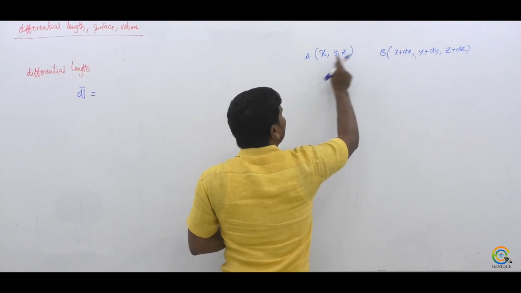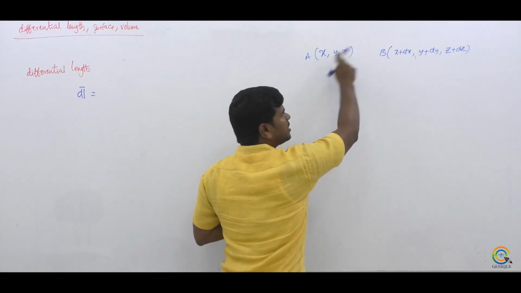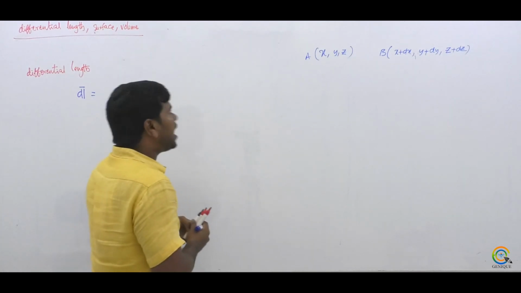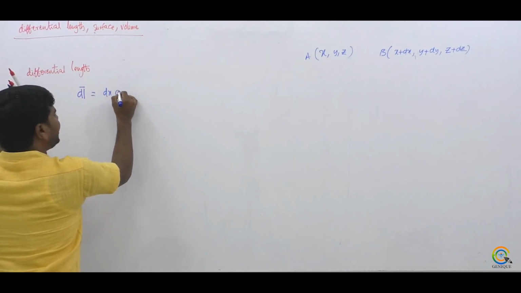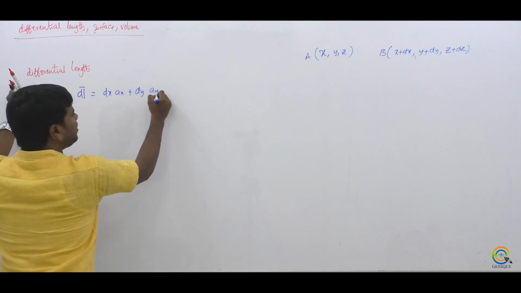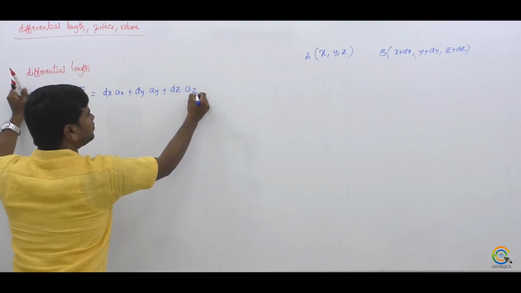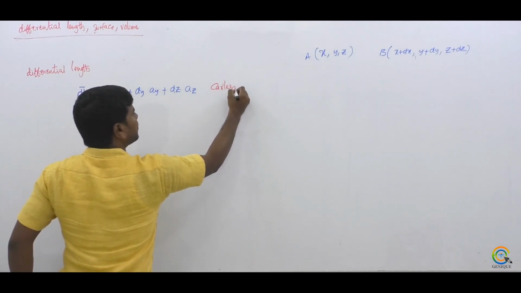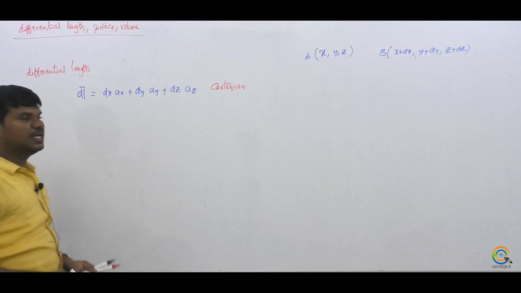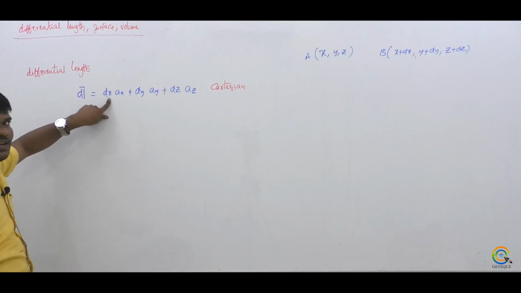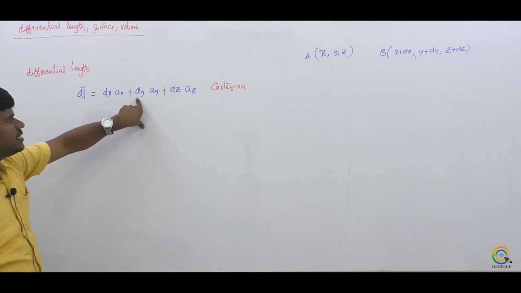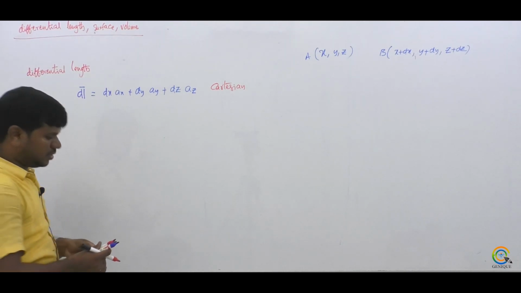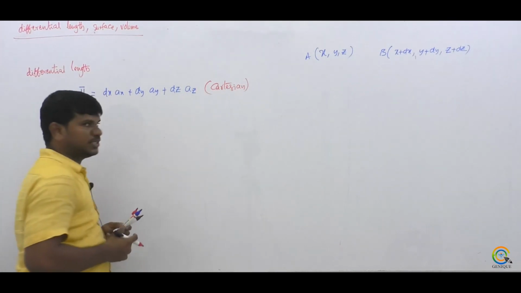The differential length from here to here is this minus this into ax, this minus this into ay, this minus this into az. So I can write dx ax plus dy ay plus dz az. This is in Cartesian. This is the differential length in the Cartesian system. Here dx is the differential length in the x direction, dy is the differential length in the y direction, and dz is the differential length in the z direction. So these are represented in terms of the Cartesian coordinate system.